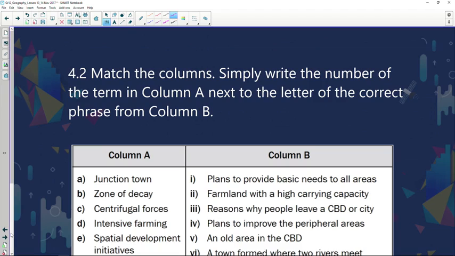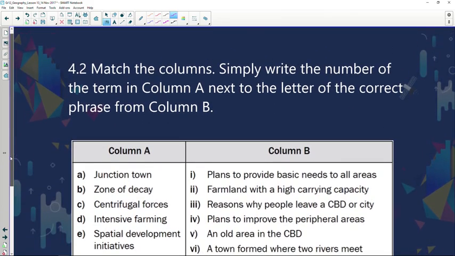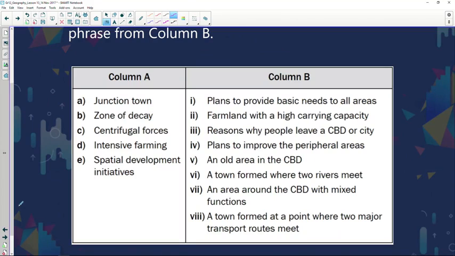Okay, 4.2. Match the columns by simply writing the correct term in column A next to column B. Now, this is what we've learned over settlement and economic geography in the previous lessons. If you look at the junction town, match the correct description of a junction town, A will be number 5678. The zone of decay will be number 7. An area around the CBD with mixed functions. Number C, centrifugal forces, will be number 3.